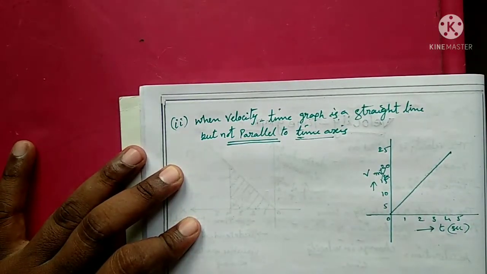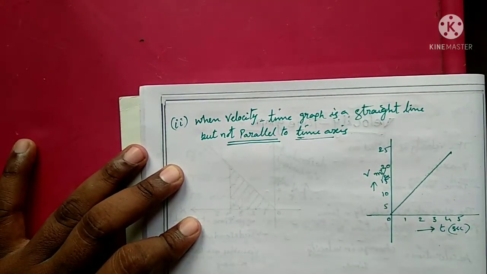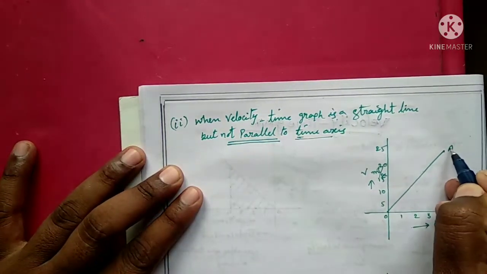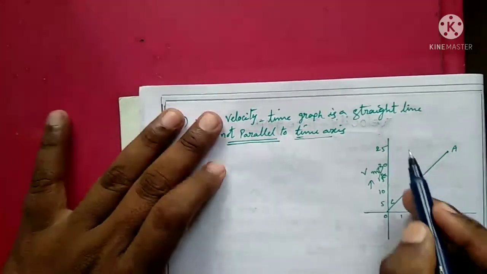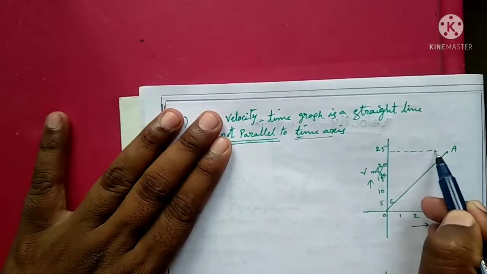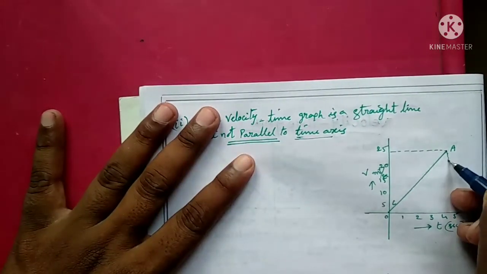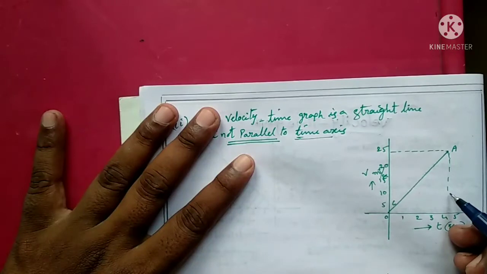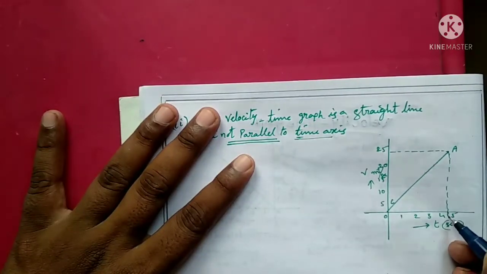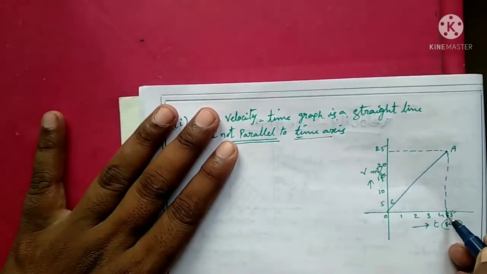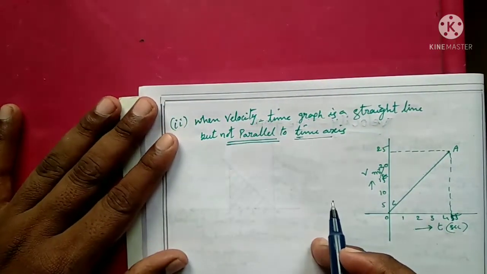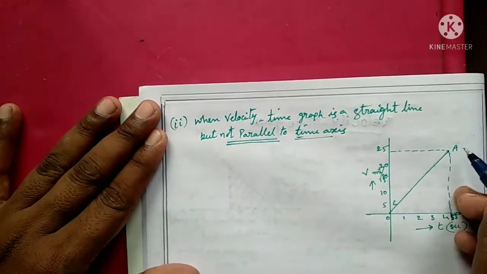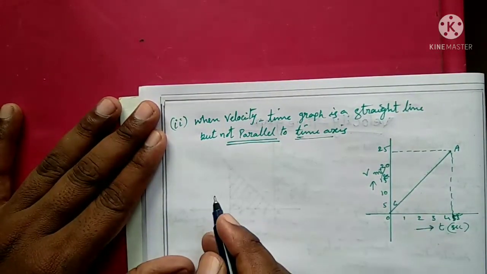So for better understanding, the velocity time graph is having a slope. Let us assume the points A and C, like this. Observe, AC is nothing but a slope.